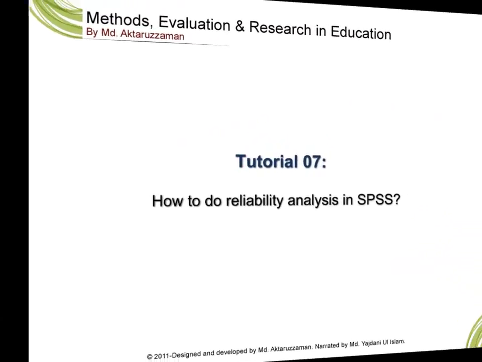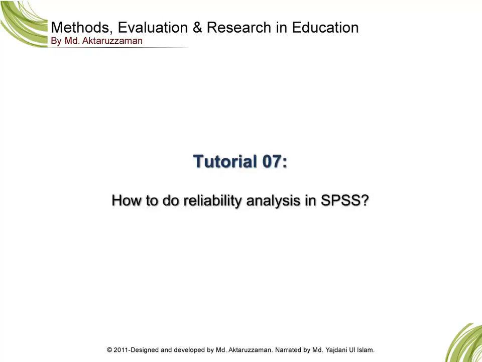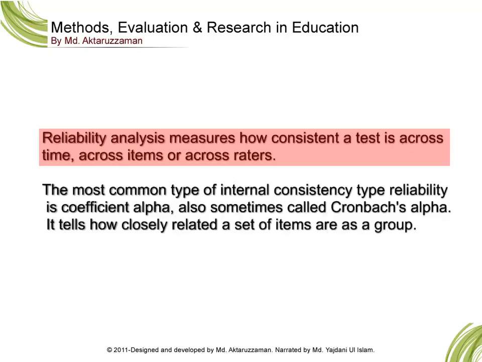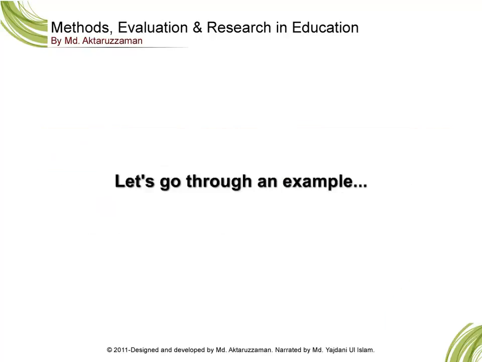And today we're going to learn how to do reliability analysis in SPSS. Reliability analysis measures how consistent a test is across time, across items, or across graders. The most common type of internal consistency type reliability is coefficient alpha, also sometimes called Cronbach's alpha. It tells how closely related a set of items are as a group. Let's go through an example to clear out your confusion.